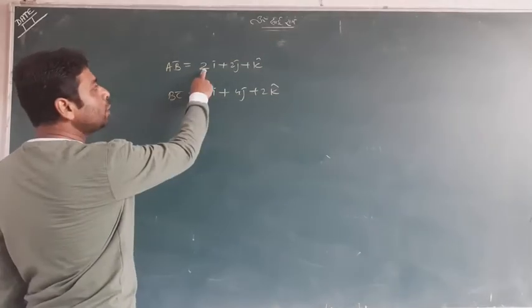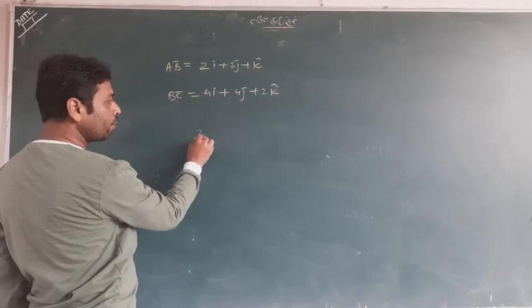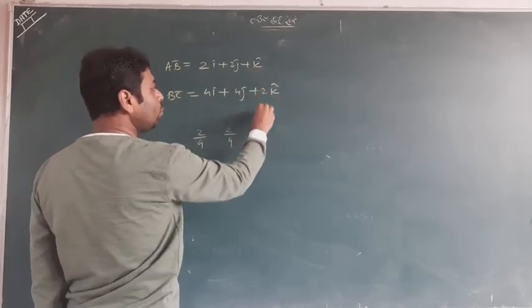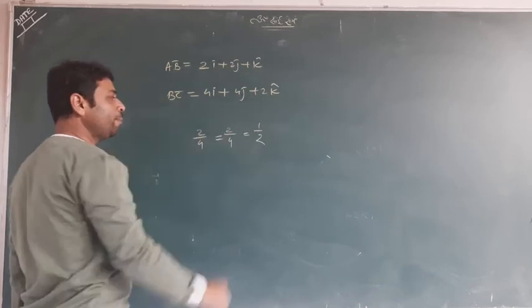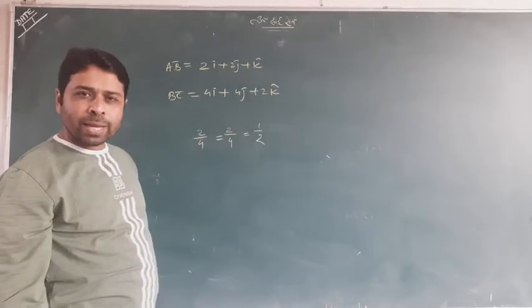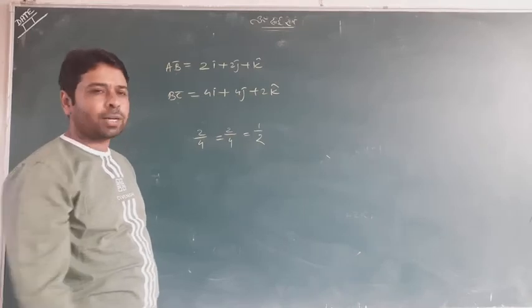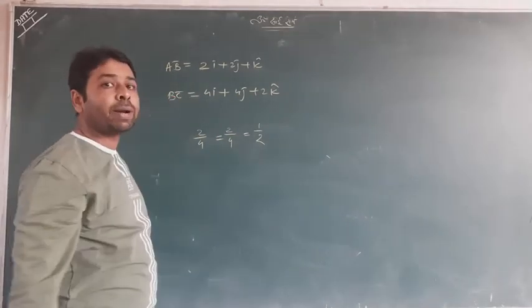First, can you see 2 and 4? 2 by 4. 1 and 2, 1 by 2. All are the same. So when the coefficients of i, j, k are proportional in both vectors, they are called parallel vectors.